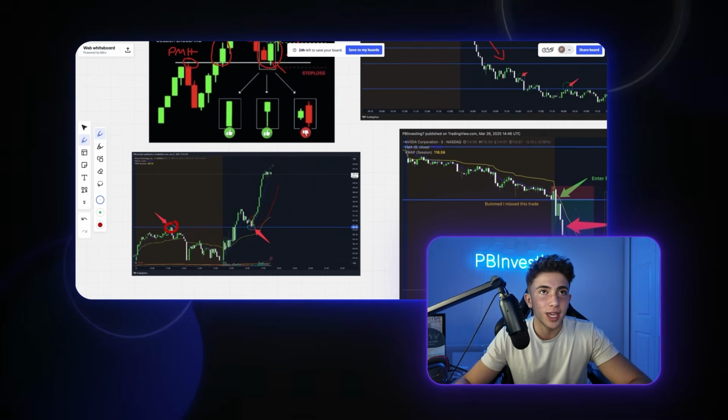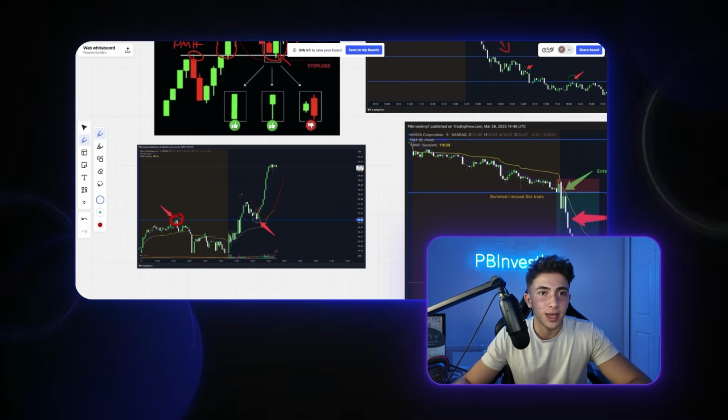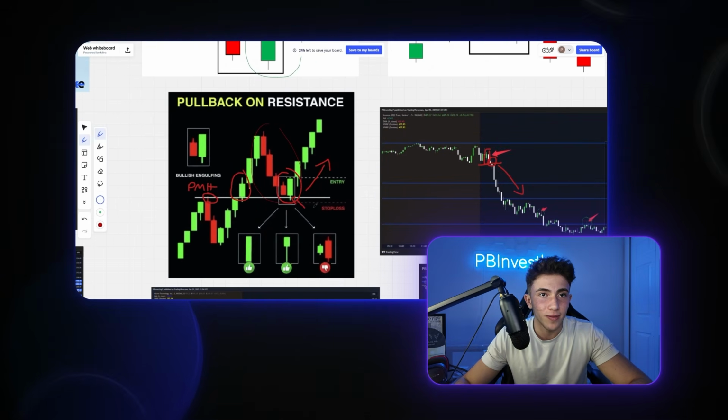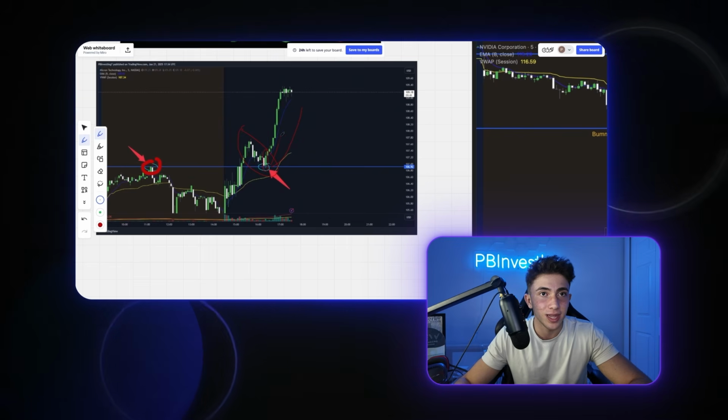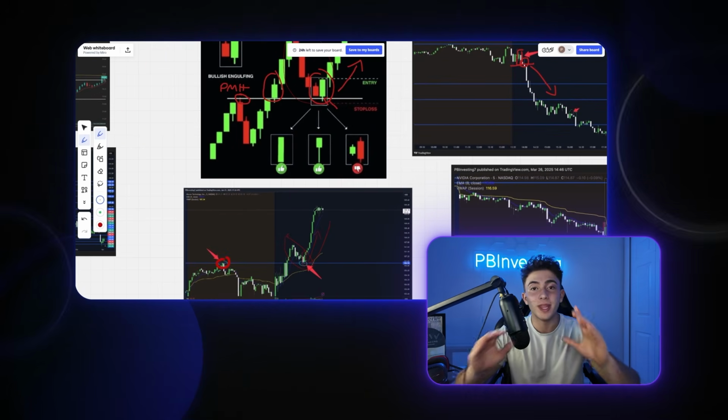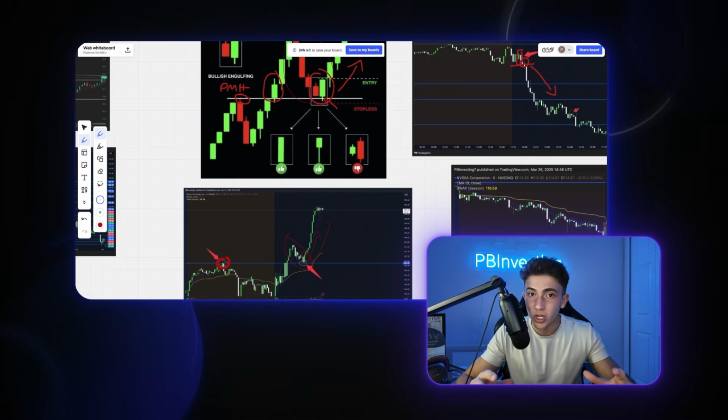So it's almost like, let's look at this. This is how you trade the bullish engulfing. Get a pullback on the resistance. It should look something like this, and it looks literally the same exact way. Screenshot this, put this in your notes, do what you have to do, but this is what you want to see for a bullish engulfing retest.